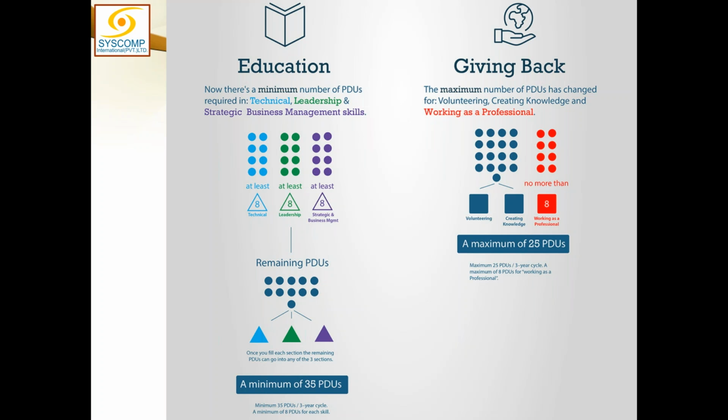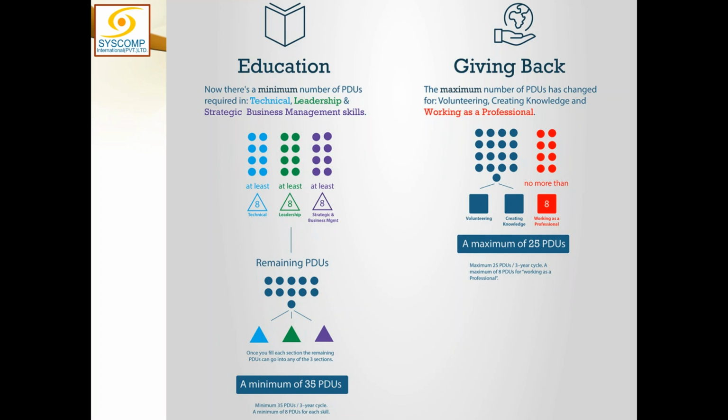you cannot get more than 8 PDUs based on your experience. You say I am working as a business analyst professional, so I must be awarded some PDUs for my experience. For 3 years, you will only get 8 PDUs in that category. Remaining PDUs, what is 25 minus 8? 17. Remaining 17 PDUs must be claimed out of voluntary, doing some volunteer work without any payment, and or creating some knowledge, writing articles, teaching people, doing things.